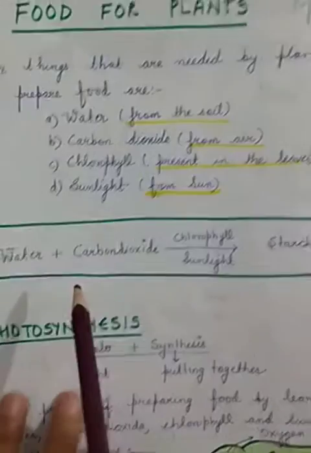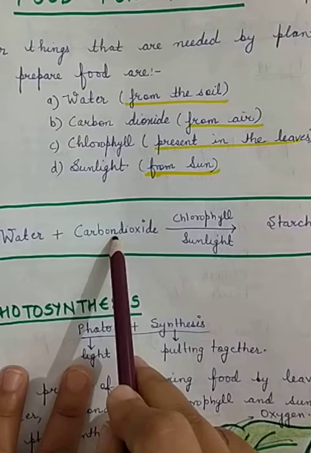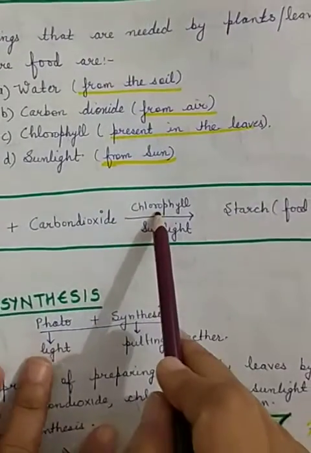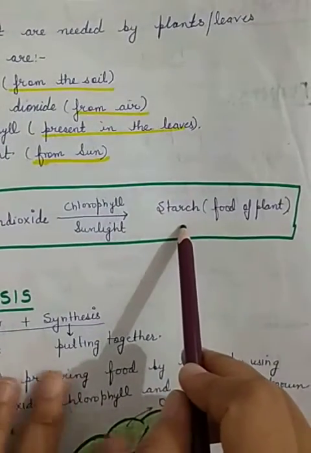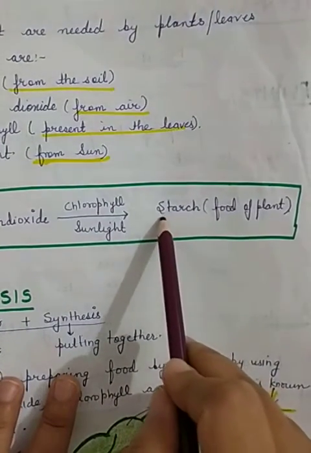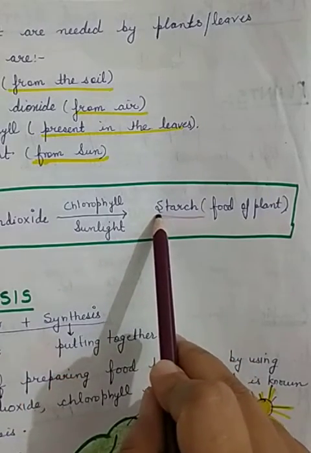So how do they prepare food? When water and carbon dioxide combine together in the presence of chlorophyll and sunlight, they form food for the plant, and that food for the plant we also term starch.